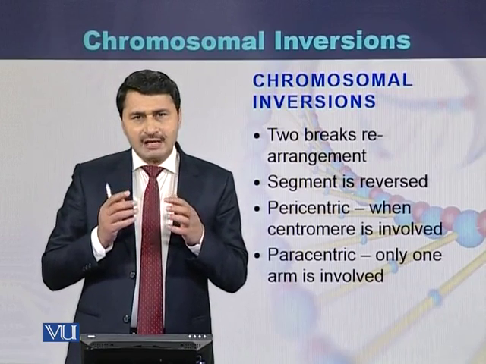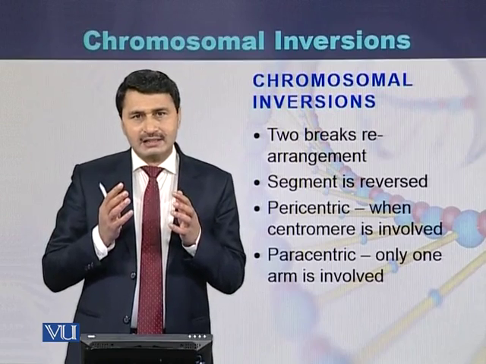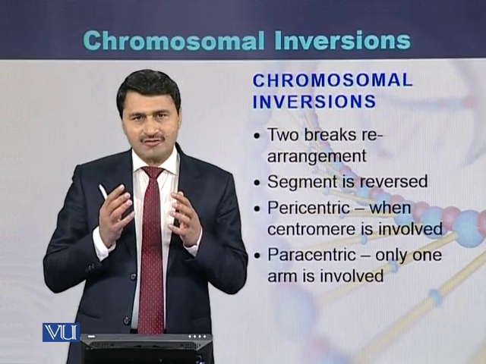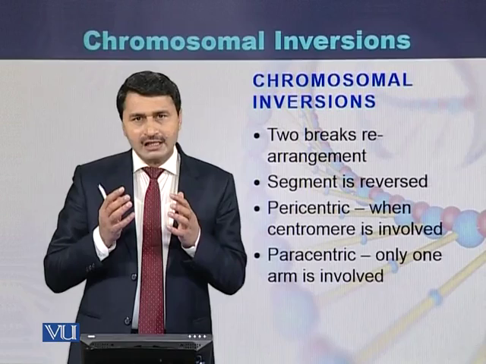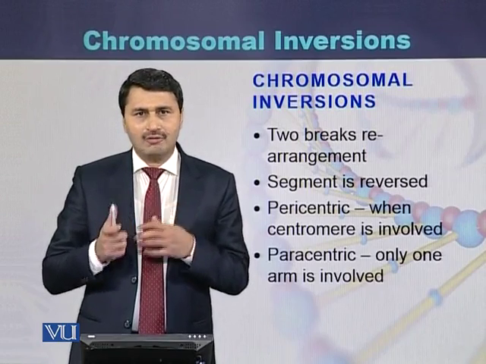Chromosomal inversions can be of two types. One is called pericentric and the second one is called paracentric. In case of pericentric inversion, the centromere is involved, while in case of paracentric, the centromere is not involved.